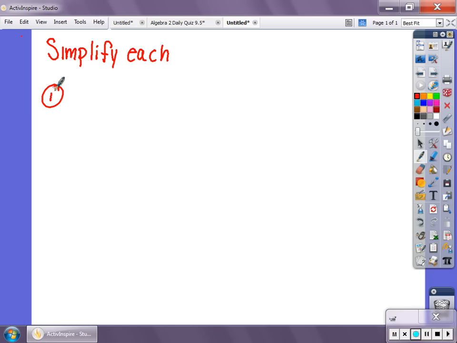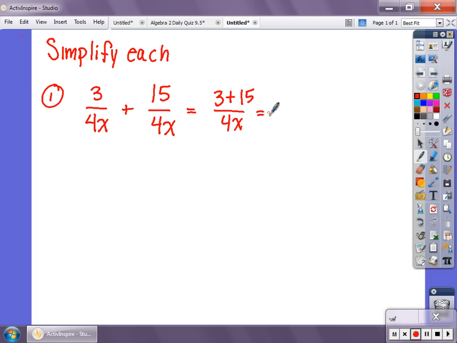Number one, we're given 3 over 4x, and then we are adding that with 15 over 4x. Now remember, the whole key when you're adding fractions together is you need a common denominator, the exact same denominator. And what I'm seeing is that both of these are the same denominator, so I can go ahead and say this is 3 plus 15 over 4x, which is better known as 18 over 4x.